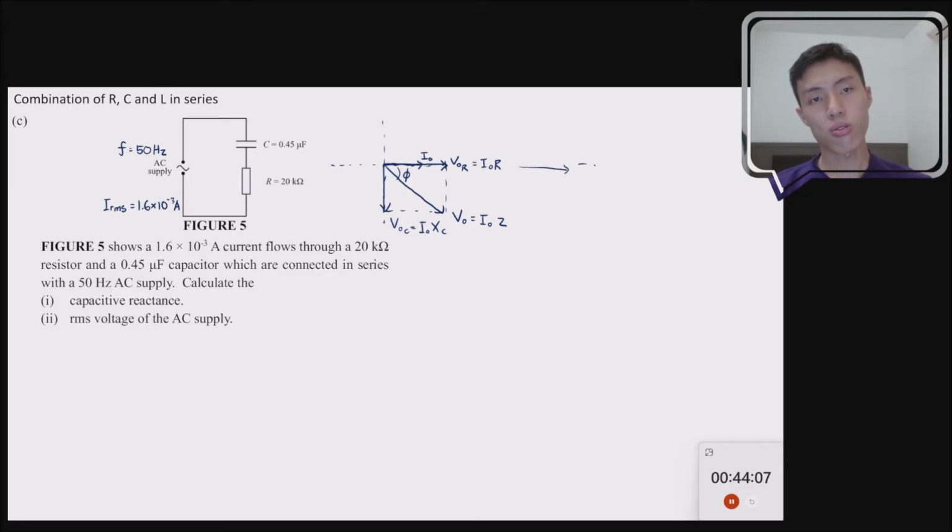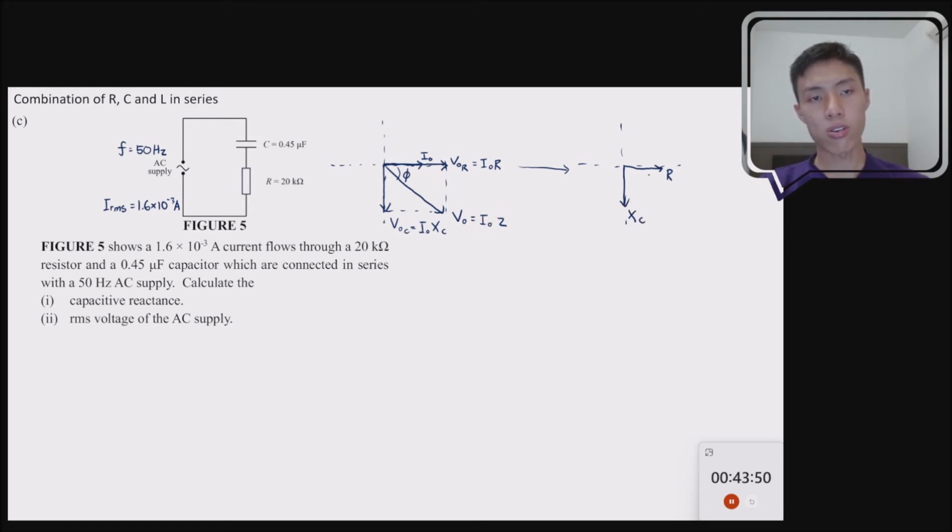You can draw a reduced version of it as well, which is you take every voltage over here, you divide by the I0. So if you divide by I0, you have your resistance pointing in this direction. If you divide by I0, you have XC, your capacitive reactance pointing in this direction.